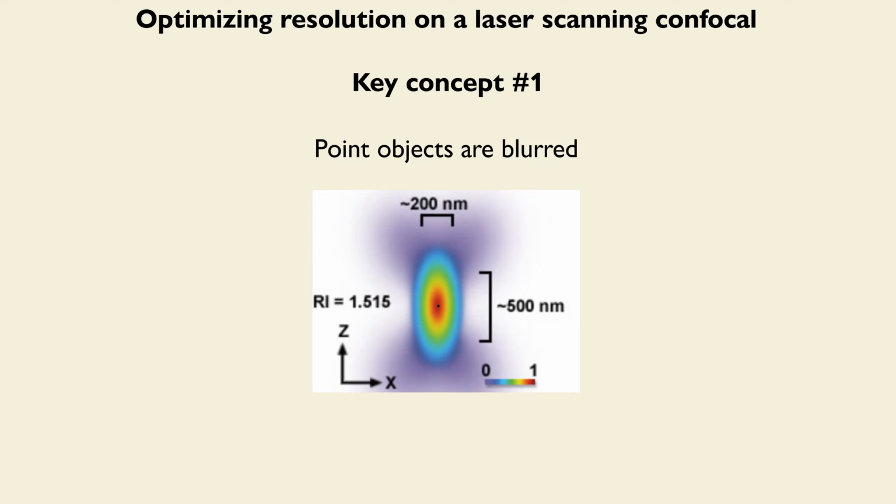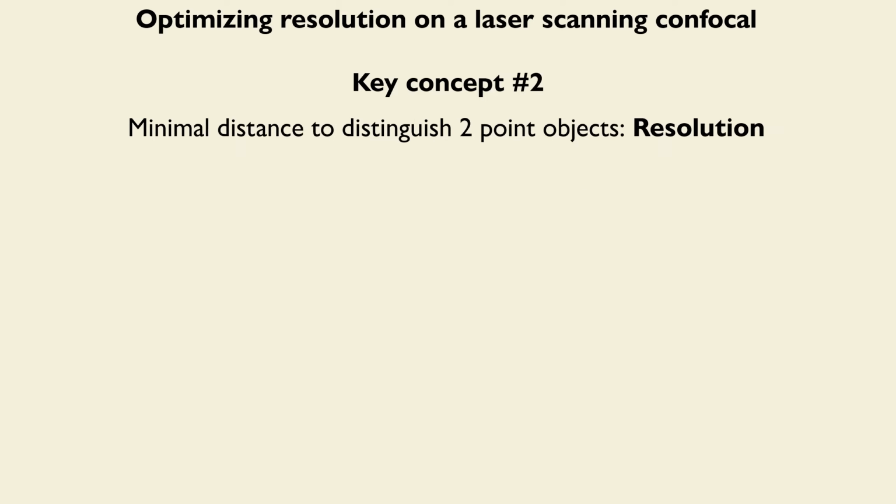Images of point objects like single molecules, which can be thought of approximately as a point object for our purposes, are blurred at a significantly larger scale than the size of the object. Just for reference, a molecule of GFP has a diameter of roughly 2 nanometers. It actually looks like a can, not a sphere, but that is much smaller than the 200 nanometers of blurring in XY and the 500 nanometers of blurring in the Z dimension. So that's one key concept.